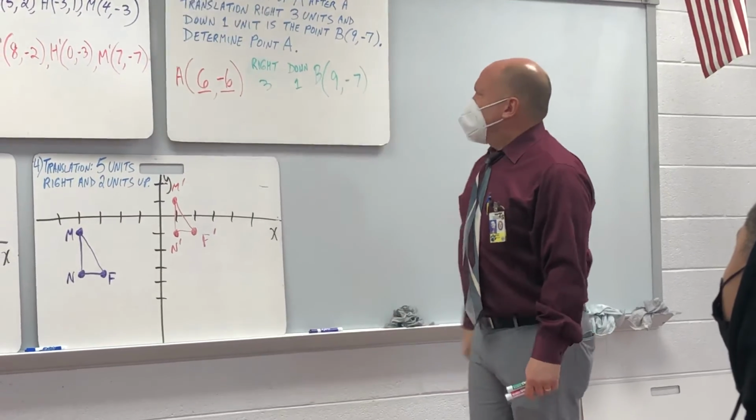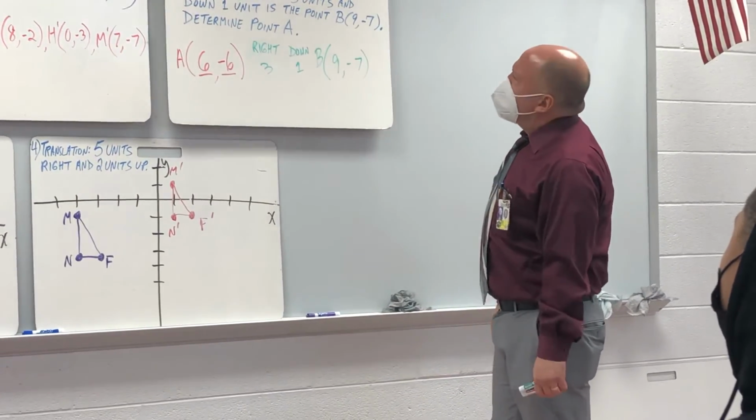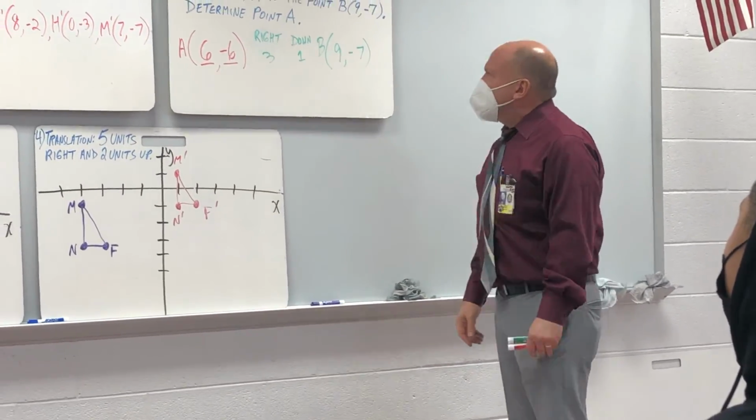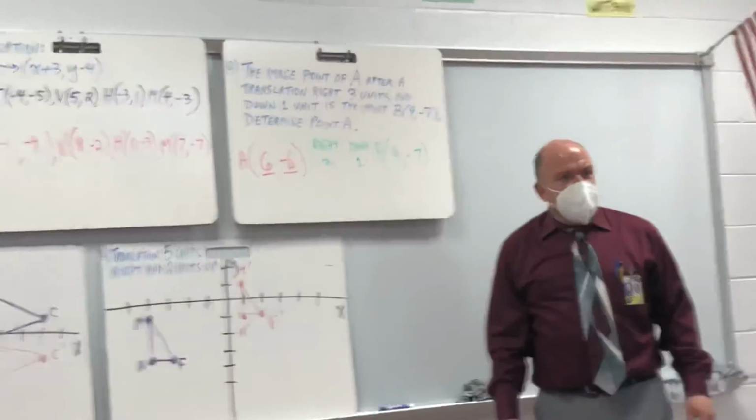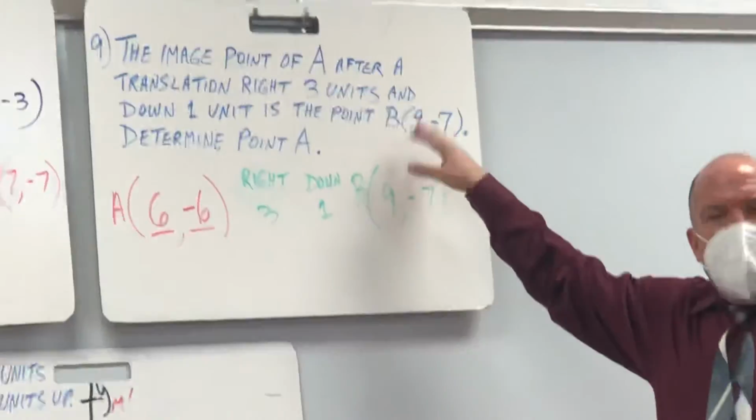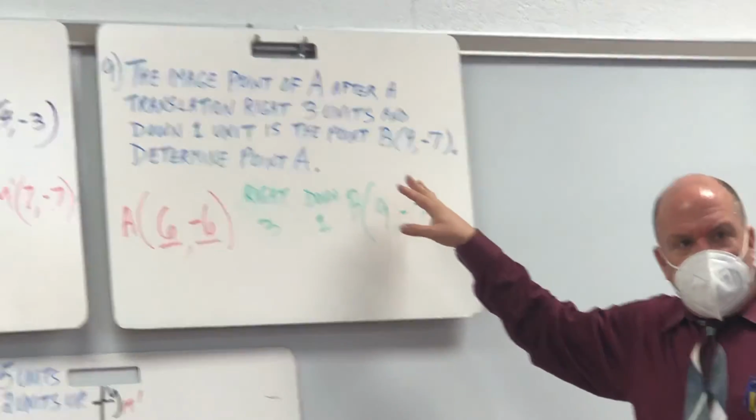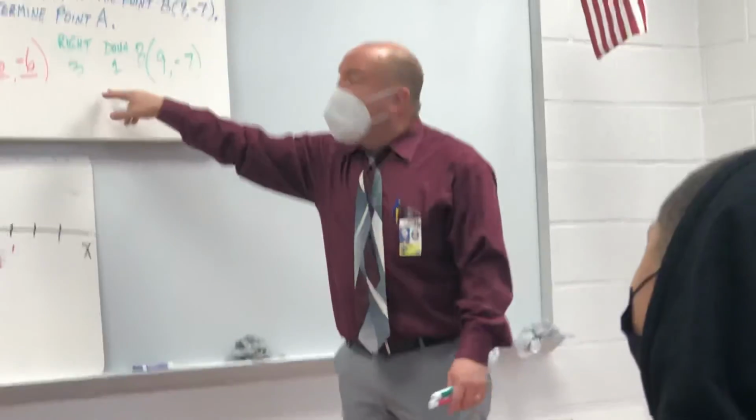It says the image point of A after a translation right 3 units and down 1 unit is the point B, 9, negative 7. Determine point A. Don't let all the blah, blah, blah mess with your head. It just means where was I before this?